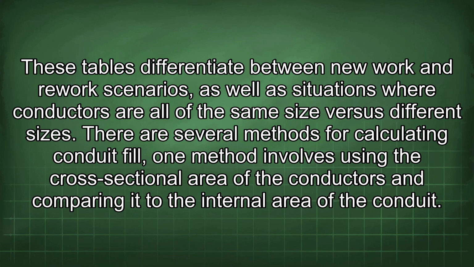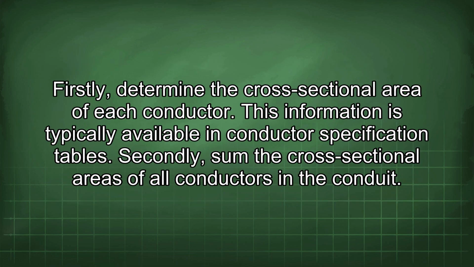There are several methods for calculating conduit fill. One method involves using the cross-sectional area of the conductors and comparing it to the internal area of the conduit. Firstly, determine the cross-sectional area of each conductor. This information is typically available in conductor specification tables. Secondly, sum the cross-sectional areas of all conductors in the conduit.